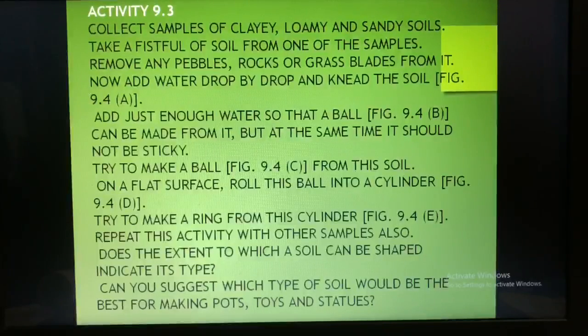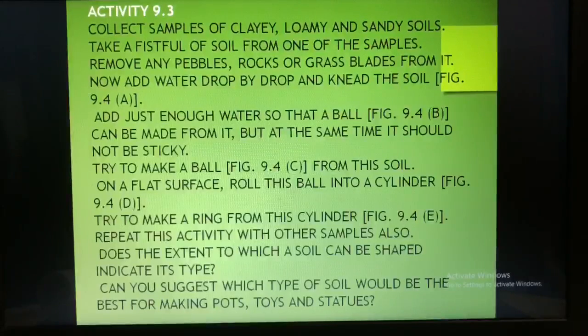Then we had said about the loamy soil, which is good for growing the plants. It is a mixture of both sand and clay, and it is best for growing the plants. So now based on this, see the activity. Activity 9.3. Collect samples of clay, loamy and sandy soils. You have seen already in the picture the type of soils. So you can collect the soil if you have and see it.